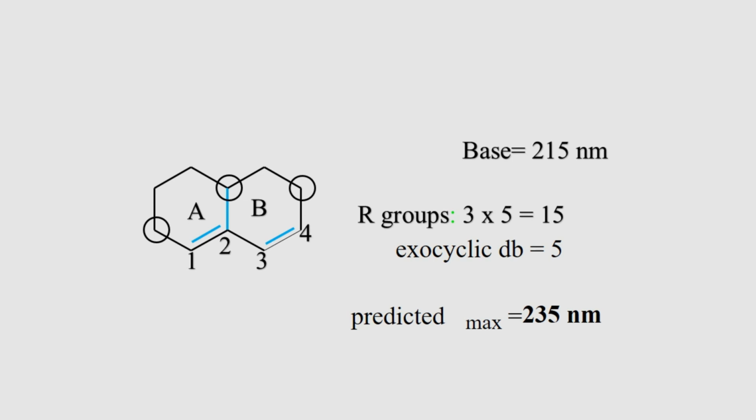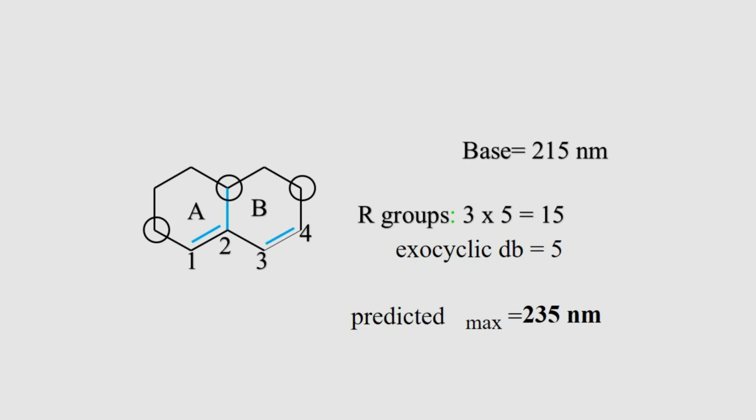So the predicted lambda max or absorption maxima for this compound is the sum of all values, and we find 235 nanometer. Here there is no double bond extending conjugation effect, so we should not add that value. Also there is no substitution, and that's why we should not add that value either.